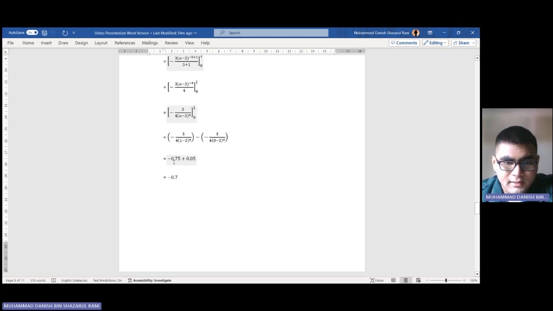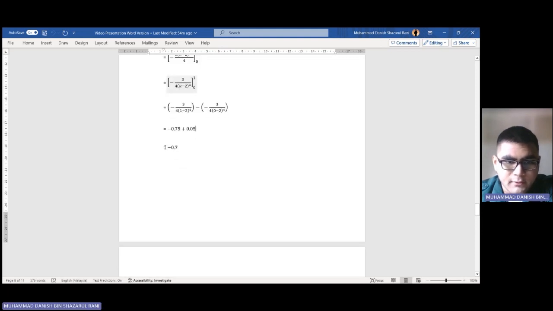After that, I will solve it. Then I will get negative 0.05 plus 0.05. Therefore, my answer will be negative 0.7.